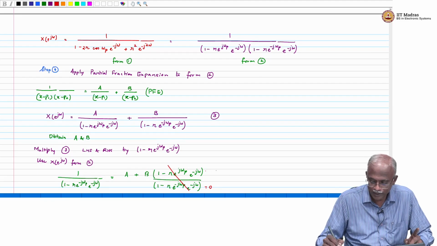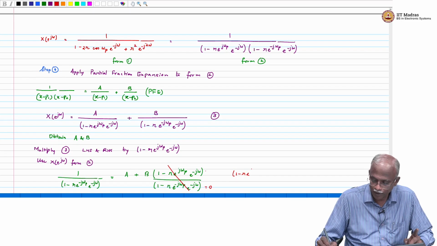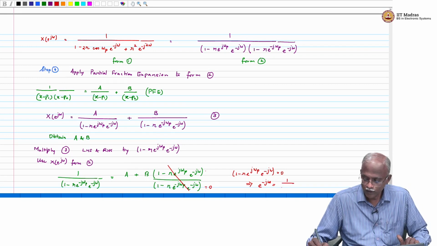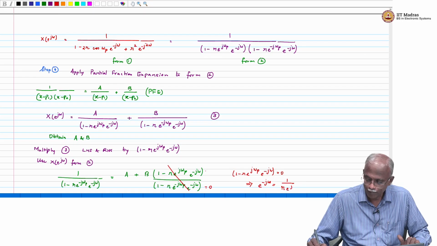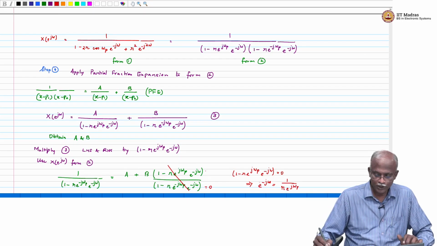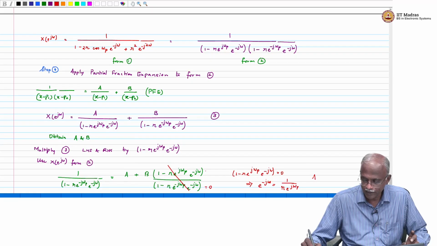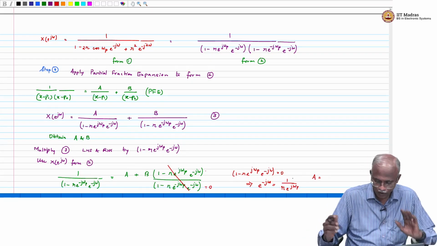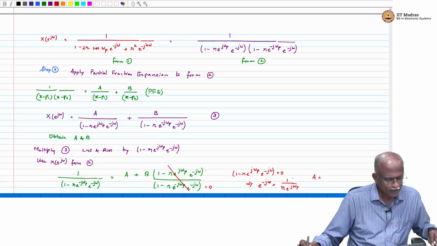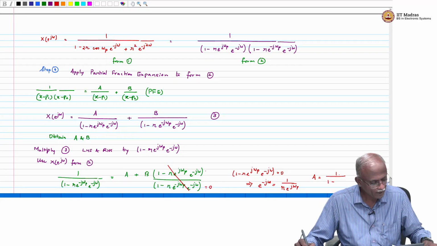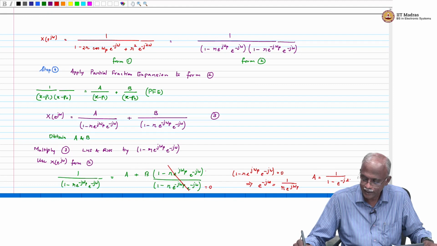The numerator has to go to 0 means 1 minus r e power j omega p e power minus j omega equal to 0. This implies e power minus j omega is equal to 1 over r e power j omega p. If I substitute e power minus j omega in this expression, I will get it. Once I substitute this condition on both left hand side and right hand side, you will get the expression that a is equal to 1 over 1 minus e power minus j 2 omega p.